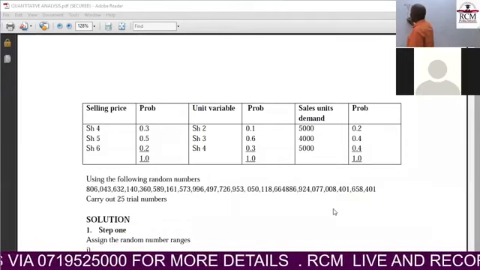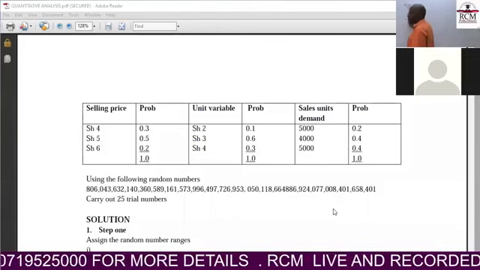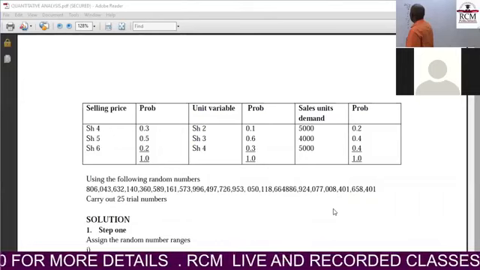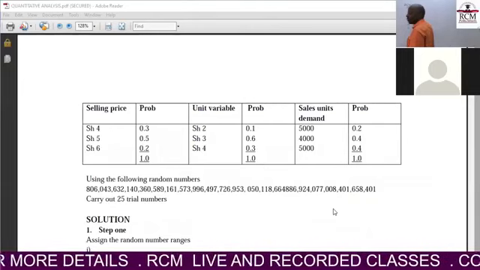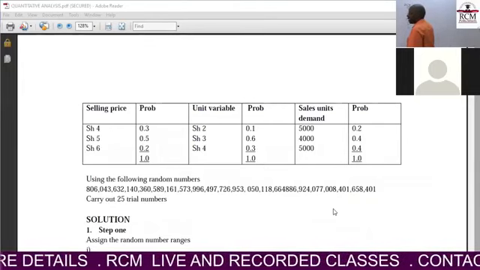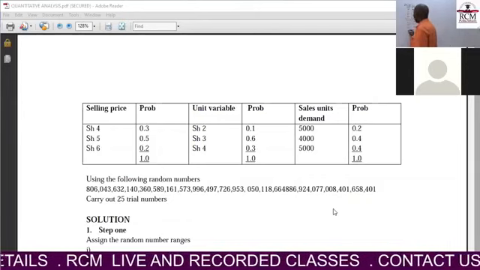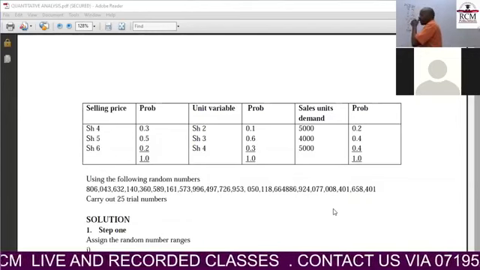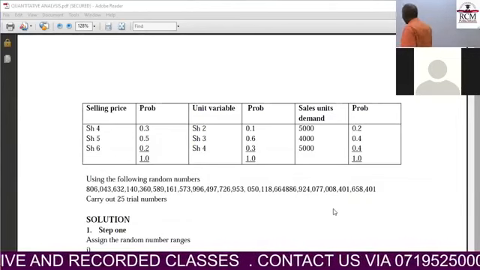Then we have variable cost. Variable cost, what do we have? We have 2, 3, 4 versus probabilities. Probabilities, we have 0.1, 0.6, 0.3, and then we have sales. Sales is also a probabilistic variable. It's a variable whose values have corresponding probabilities.